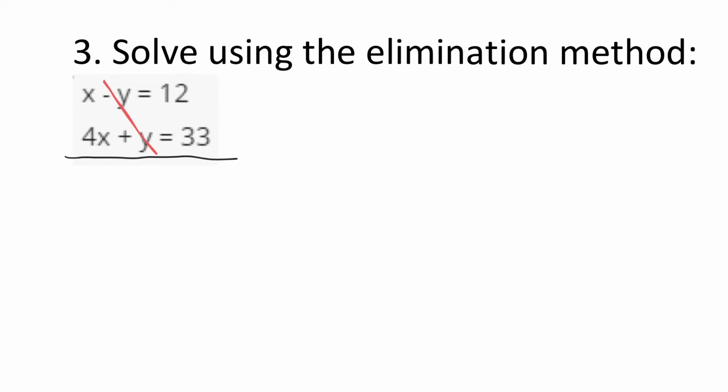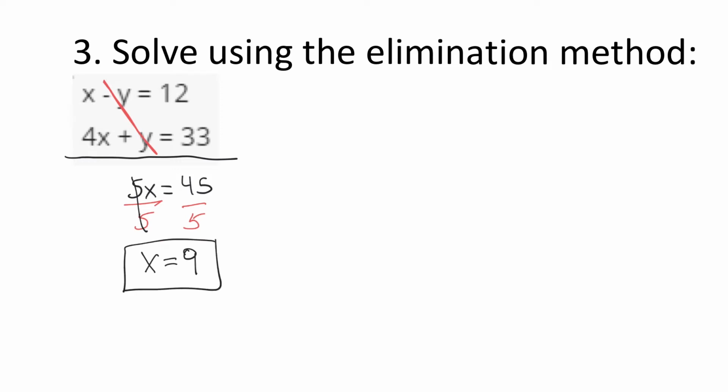I'm going to combine the x's. 1x plus 4x. They're both positive, so you're adding. That's going to be 5x. 12 plus 33. That's going to be 45. Then you guys divide by 5 on both sides. And you guys solve for x. So x equals 45 divided by 5 is 9. So we got that answer for x.